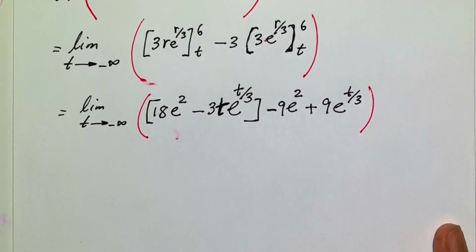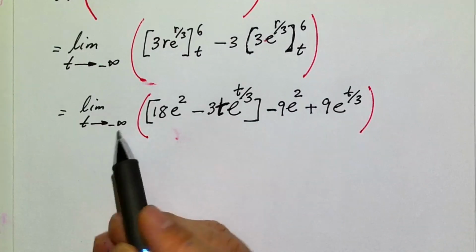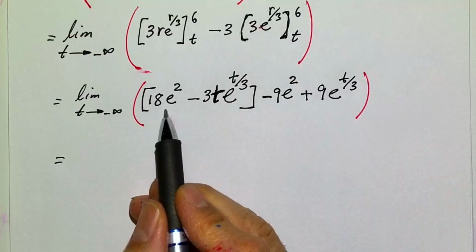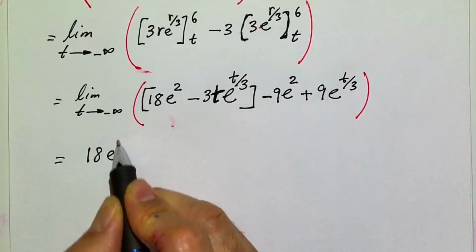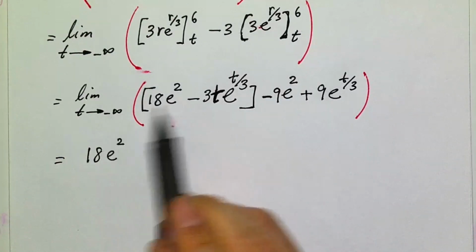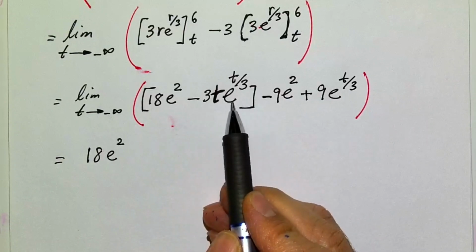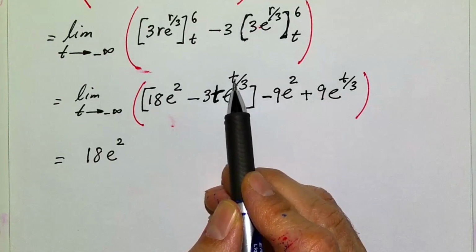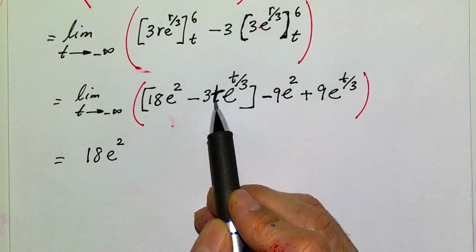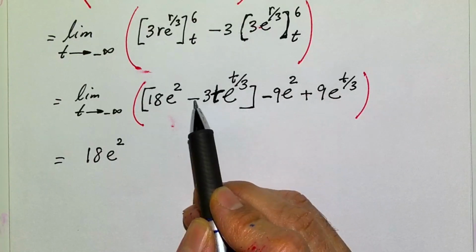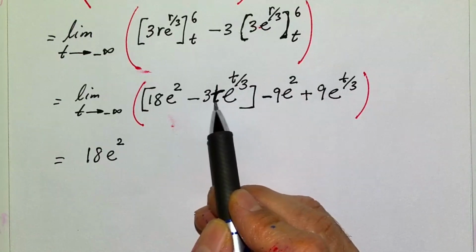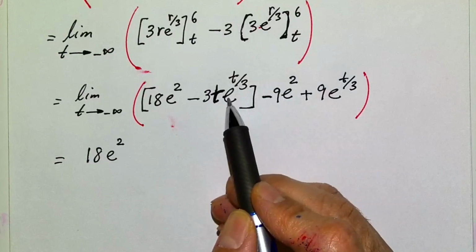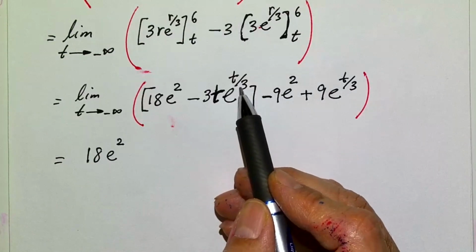All right. So now let's take the limit of this quantity. What do we get? This one stays the same, right? So 18e squared. Now, this one is an interesting case because you have a t here and a t here. So negative infinity here times this negative 3 will be positive infinity. But this negative infinity times e to, well, let me use my scratch paper here.